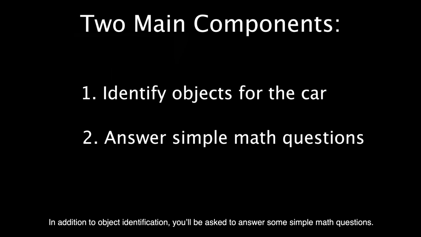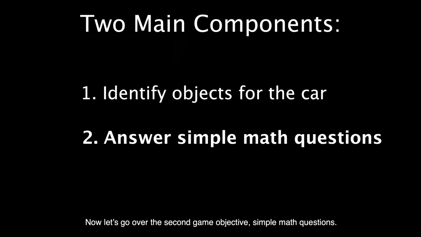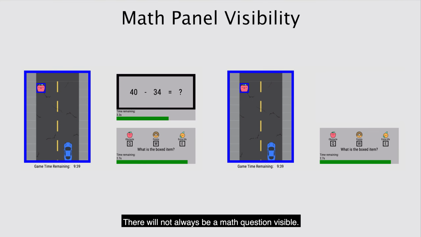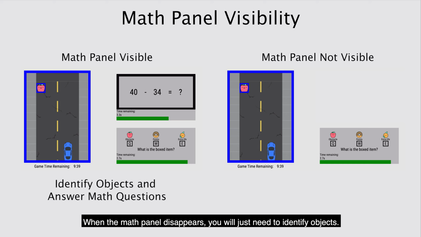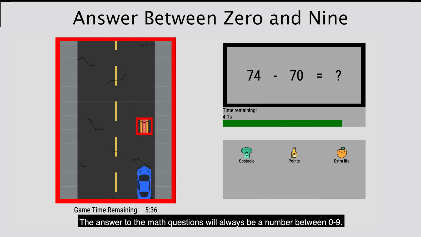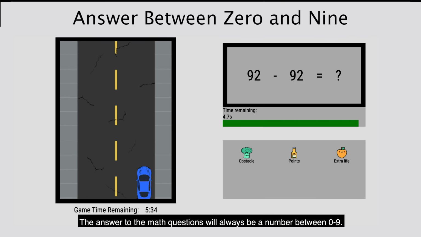In addition to object identification, you'll be asked to answer some simple math questions. Now let's go over the second game objective, simple math questions. There will not always be a math question visible. When the math panel is visible, you will need to identify objects and answer math questions simultaneously. When the math panel disappears, you will just need to identify objects. The answer to the math questions will always be a number between 0 and 9.